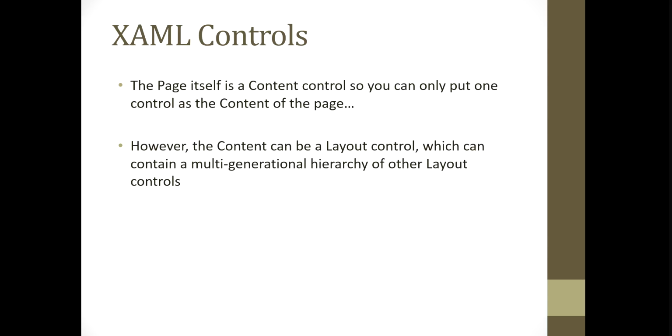One thing to note, the page itself is an example of a content control. Just like a button, it has one content object it can contain, not a family of them, but of course that one content object itself can be a layout control with its own hierarchy. So you do have the possibility of having that whole multi-generational hierarchy of controls. Just be aware that in the page itself you get an error if you try to put two grids right inside the page. You can have one grid or one stack panel, but inside those you can have as many as you want down multiple layers of generational hierarchy.